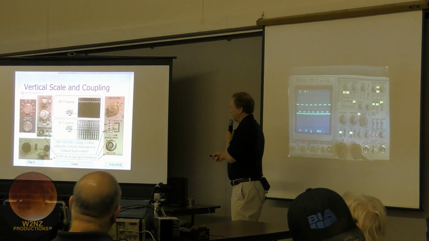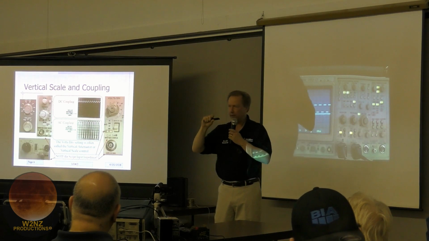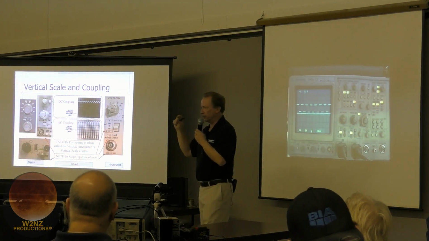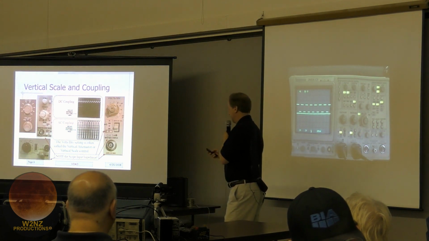You also have the ability to take the signal coming in and DC couple it, so that if you put a DC signal on, it's going to shift the trace up or down. And you can also AC couple the signal to remove the DC content and just look at the AC content of the signal. Good for looking at things like ripple on a power supply, for example. We'll do a quick example of that in just a moment.